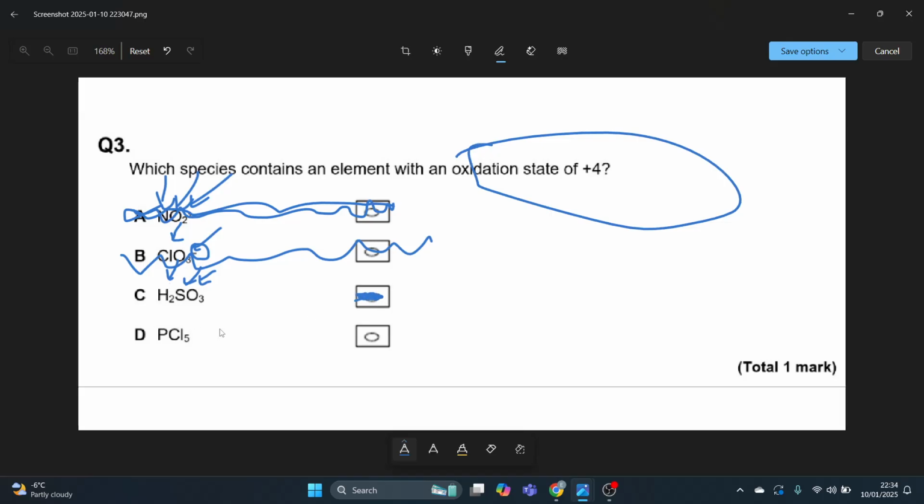And if we look at D, Cl group 7 -1 charge, 10 by 5 -5, therefore phosphorus got +5, not +4. So the answer is C.